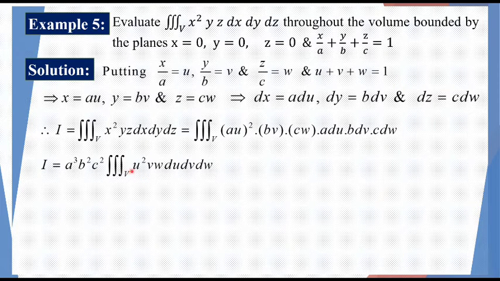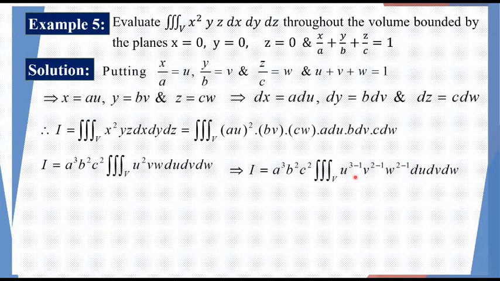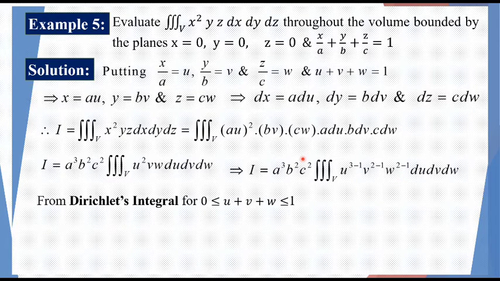So we can rewrite this u square v w in term of x raised to power l minus 1, y raised to power m minus 1, z raised to power n minus 1. So we can rewrite it in term of u raised to power 3 minus 1, v raised to power 2 minus 1, w raised to power 2 minus 1. So now it is in the appropriate form. So we can apply Dirichlet's integral for u plus v plus w lying between 0 to 1.